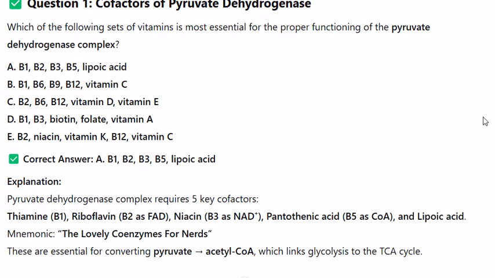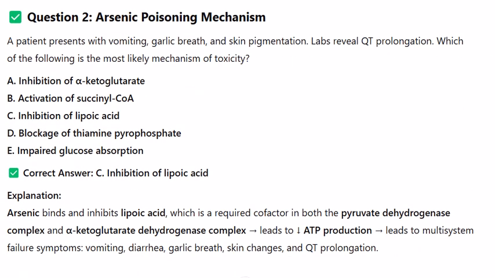Question 2. Arsenic poisoning mechanism. A patient presents with vomiting, garlic breath, and skin pigmentation. Labs reveal QT prolongation. Which of the following is the most likely mechanism of toxicity? A. Inhibition of alpha-ketoglutarate. B. Activation of succinyl-CoA. C. Inhibition of lipoic acid. D. Blockage of thiamine pyrophosphate. E. Impaired glucose absorption. Correct answer C. Inhibition of lipoic acid.